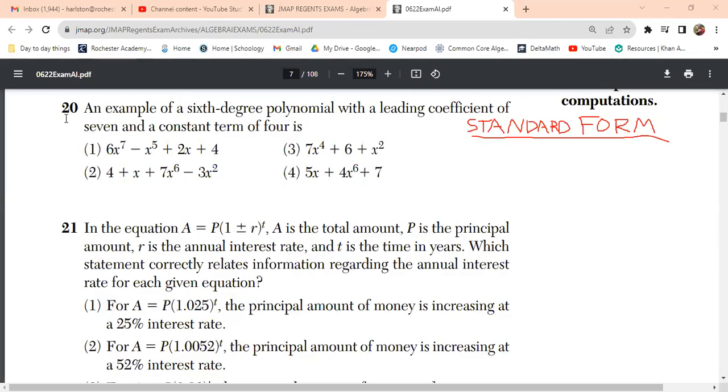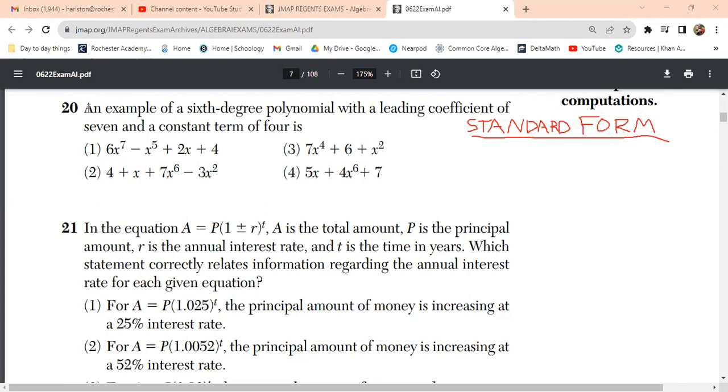I'm doing question number 20 from page 3. This is not a calculator question, but it is a question that you will see once on the exam, and I think it's a question that everyone should be able to get. Okay, so let's go over it.